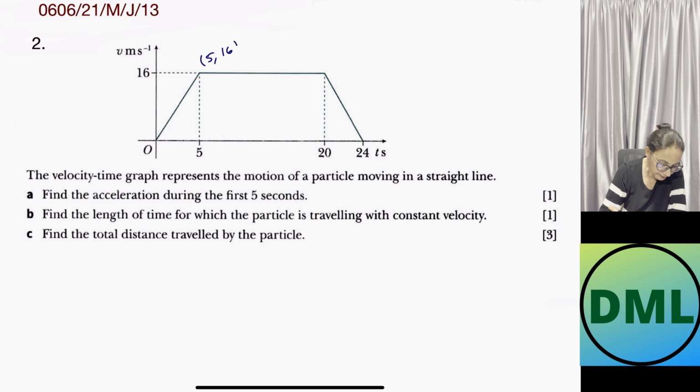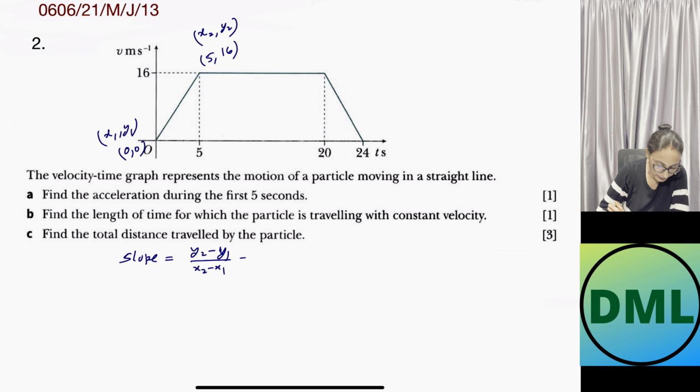This will be 5 and 16. This will be 0, 0. Let's write down the slope of the line. Slope of the line will be given as y2 minus y1 over x2 minus x1. Let's suppose that this point is x2, y2 and this one is x1, y1. Let's apply the formula here: 16 minus 0 over 5 minus 0. That will be equal to 16 over 5.